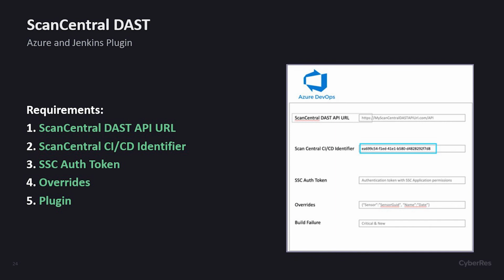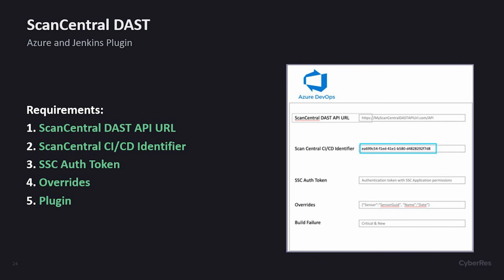So let's talk about the Azure and Jenkins plugin. So we're extending the existing Fortify Jenkins and Fortify Azure plugins to support starting a Dast scan from the new ScanCentral Dast integration. There are a few requirements. So number one, ScanCentral Dast API URL. This is the URL which the plugin will need to communicate with to trigger the scan.